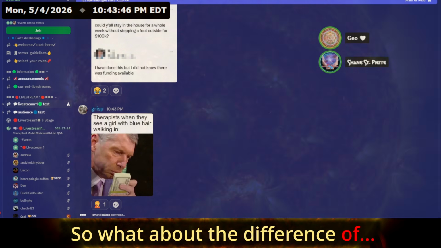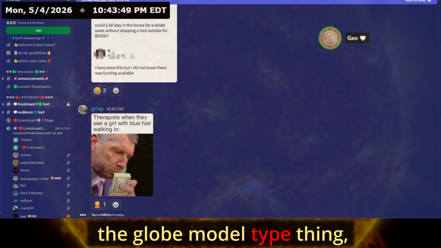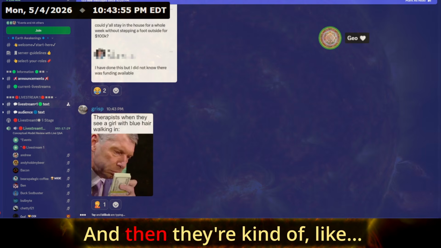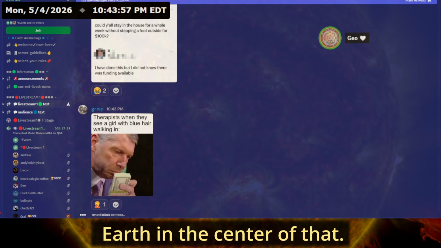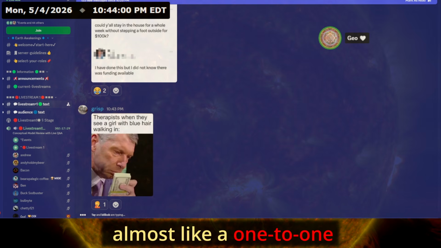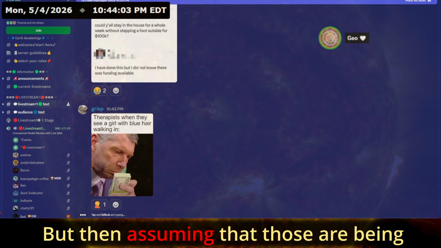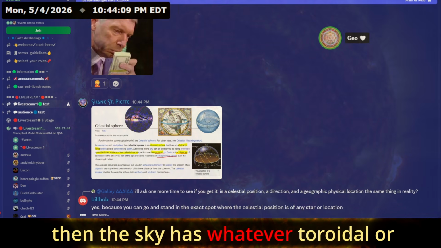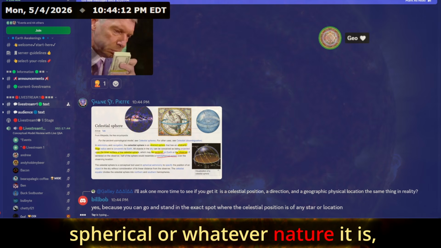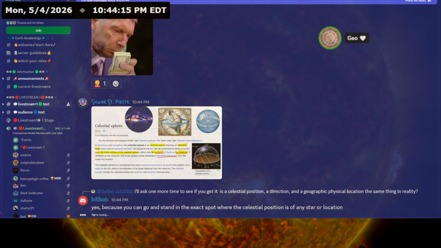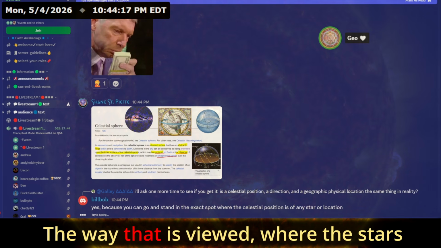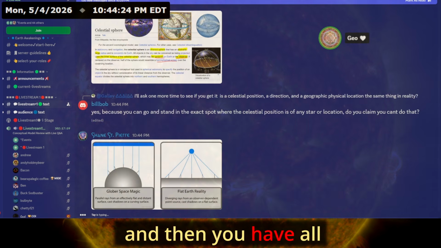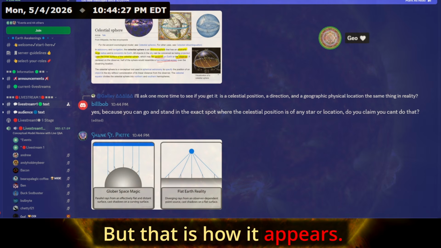Yeah. So what about the difference? If you have, in the globe model, the infinite celestial sphere with the light-years-away stars treated as generally infinite, and then you have a globe Earth in the center of that, essentially almost like a 1-to-1 ratio, like a GP basically, but then assuming that those are being plotted on a sphere, versus if you have a planar surface and then the sky has whatever toroidal or spherical nature it is, but it's above us, like up is up, down is down, always above us, and we're on a planar surface, the way that is viewed, where the stars are just basically GPs, coming straight down, and then you have all the planar geometry, but that is how it appears.